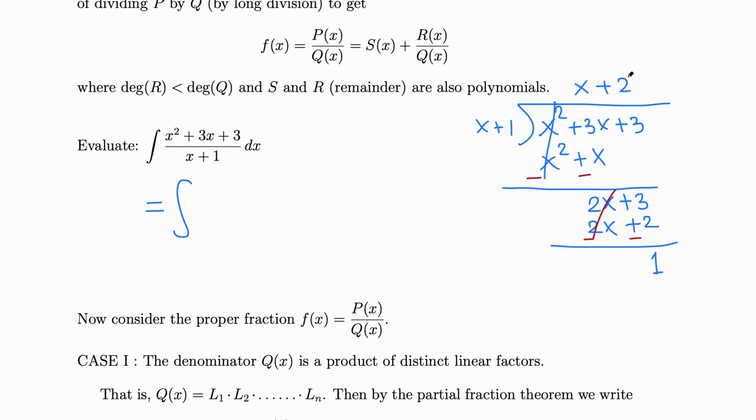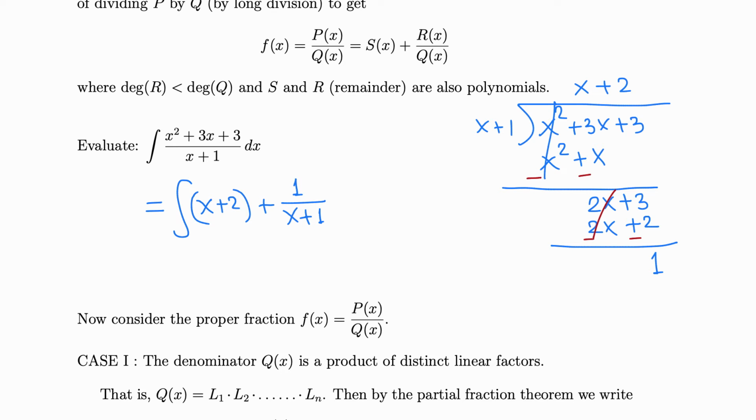the integral of x plus 2 on the top. X plus 2 is the quotient, plus the remainder 1 on the top over x plus 1. So we can write this fraction as this.